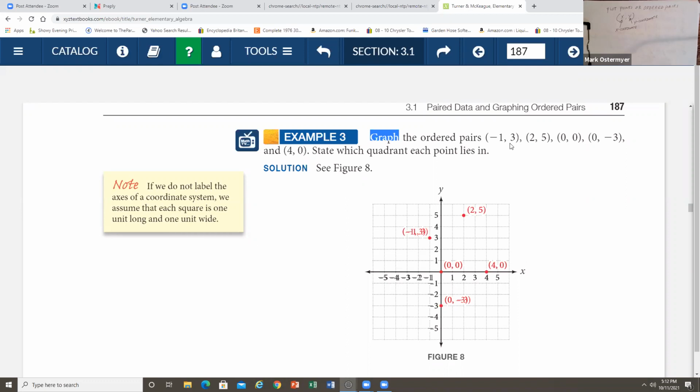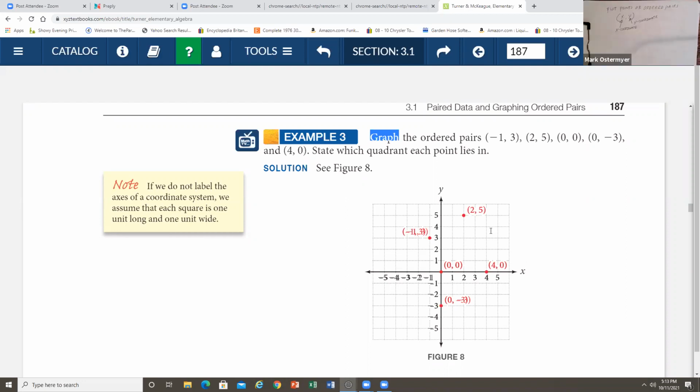To plot -1, 3, we start at the origin. I move 1 unit to the left on the x-axis, and then I move up 3 positive units. So at the origin, 1 to the left, now up 3. 1, 2, 3, and there's the point -1, 3. I don't know why it's a little blurry like this, but that is the point -1, 3. What quadrant is this point -1, 3 in? Second. All right, that's in the second quadrant.